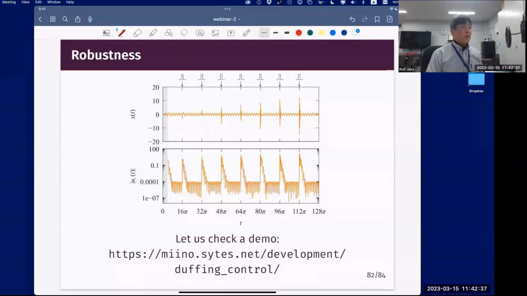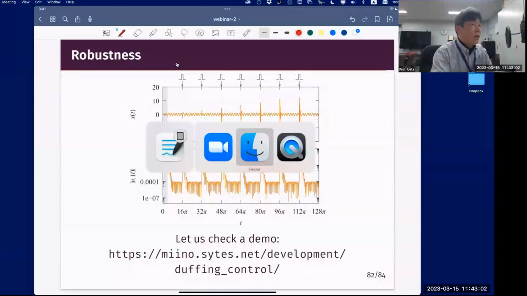And this checks the robustness of the system. If you periodically put in disturbances like impulses, the correction is realized very quickly and it sticks to the target UPOs. Okay, let me check the demonstration.